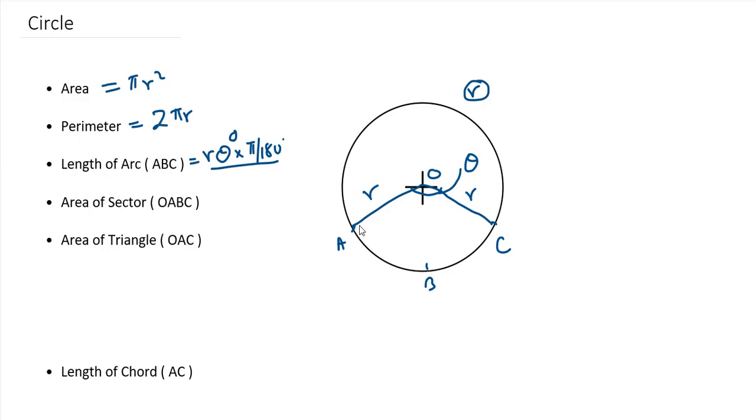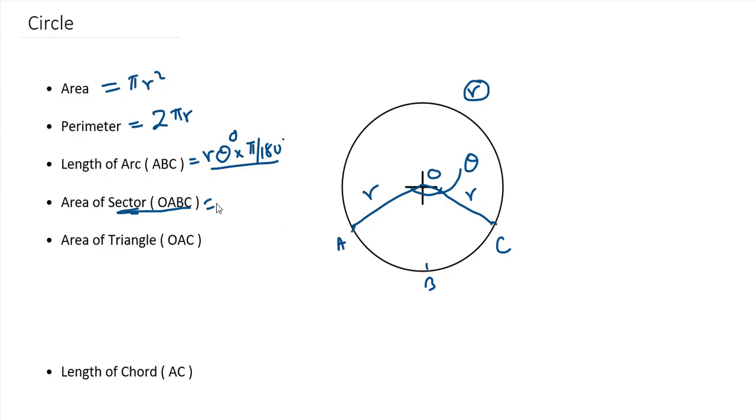Now this portion OABC, this entire thing is called the sector. So OABC is called the sector. How do we find the area of the sector?